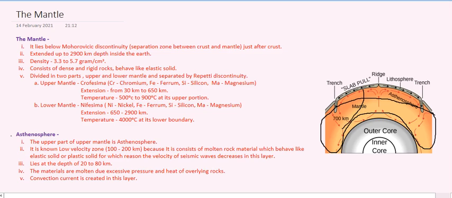It lies at a depth of 20 to 80 km. The materials are molten due to excessive pressure and heat of overlying rocks. A convection current is created in this layer. So here the convection cell or convection current is created. Now at last, our last topic is the core.